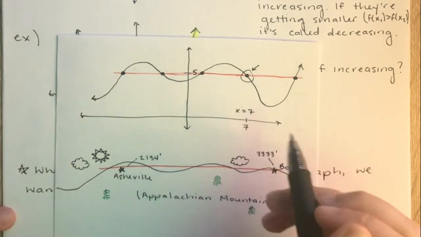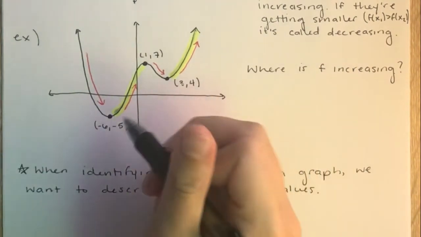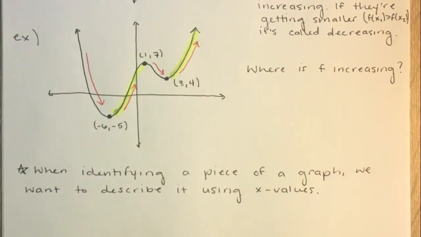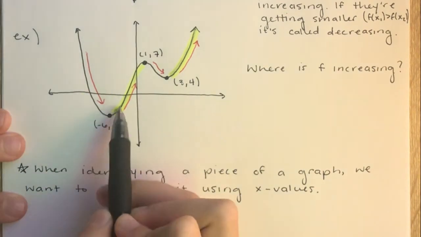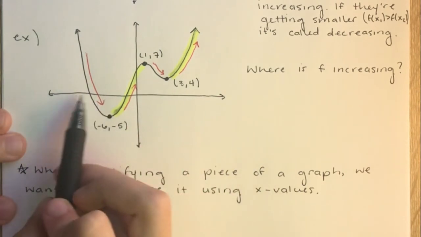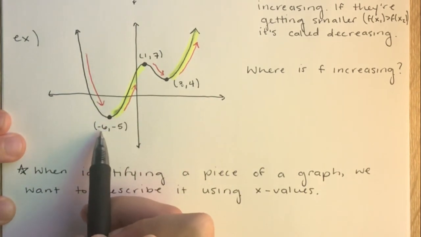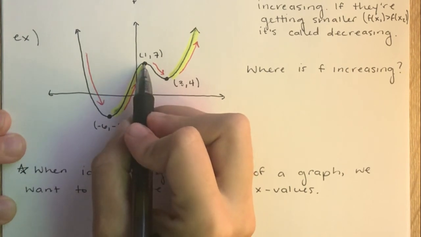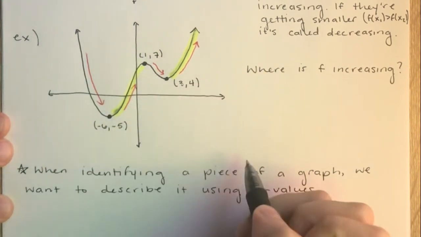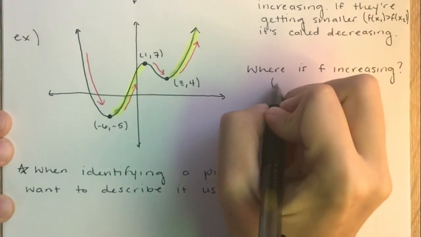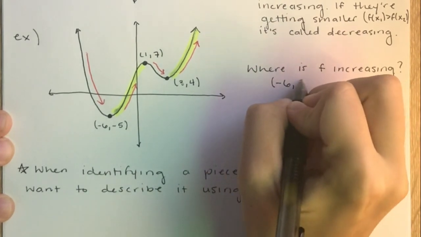Does that make sense? So for the same reason, when we're identifying these pieces of the graph, we're going to identify them using the x values. So what x values describe this chunk? Well, where does it start? It starts at negative 6, and we move all the way to, what is the x value of this point? 1. So our first interval where we're increasing is negative 6 to 1.